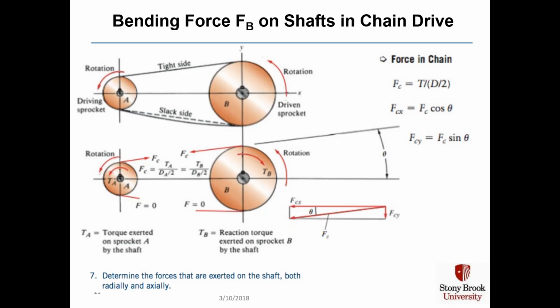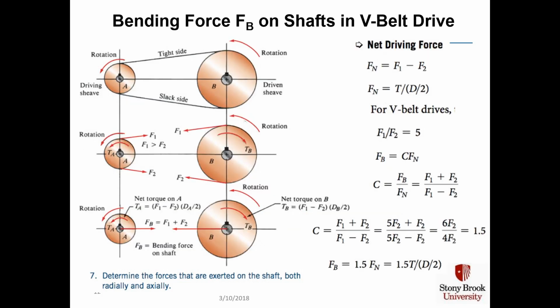F sub C is the tension in the chain on the tight side, and F sub C Y, which is the direction that points inward towards the shaft, is the tension times the sine of that angle, and you can figure out that angle from the basic geometry that we had for chain drives back in Chapter 7.